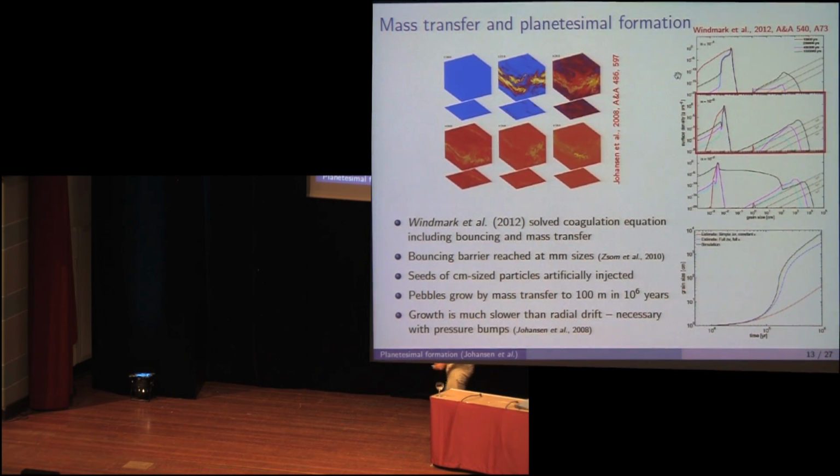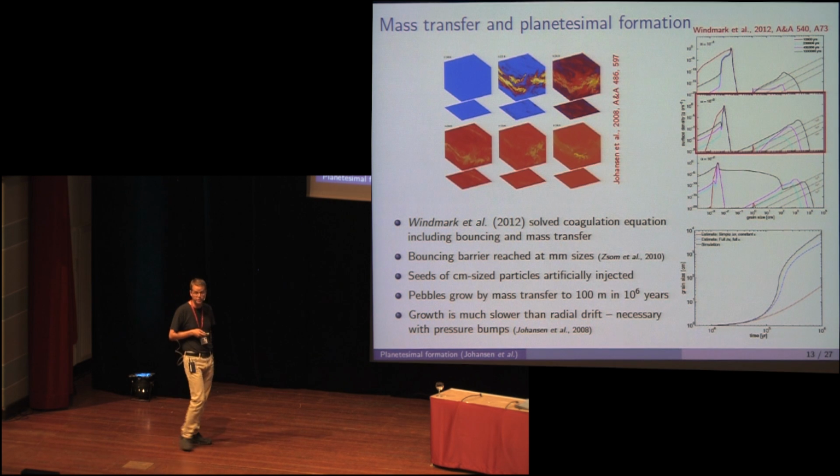So the effect of this mass transfer was considered in this paper by Frederik Windmark et al. in 2012. And if you just focus on this plot here, basically Frederik solves the coagulation equation, including bouncing and mass transfer. Focus for now on the red line here. The red line here shows the bouncing barrier. This is the grain size. And this is at a certain time where the size distribution doesn't evolve anymore. The grain size is stuck here at around 0.01 to 1 millimeter.